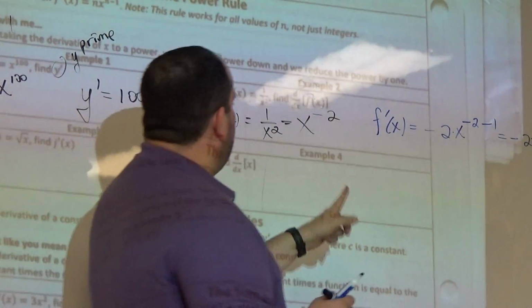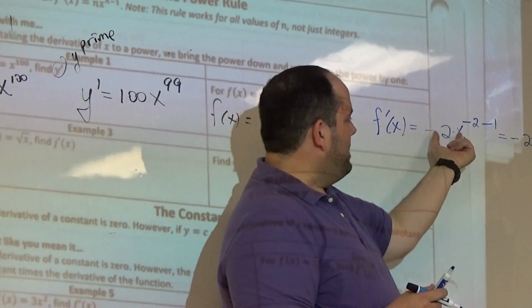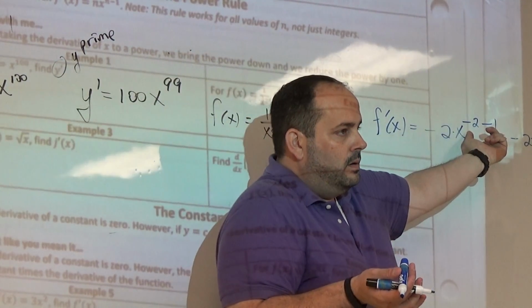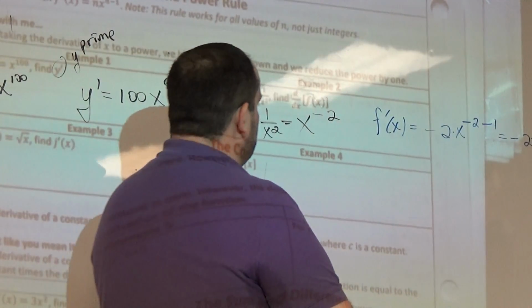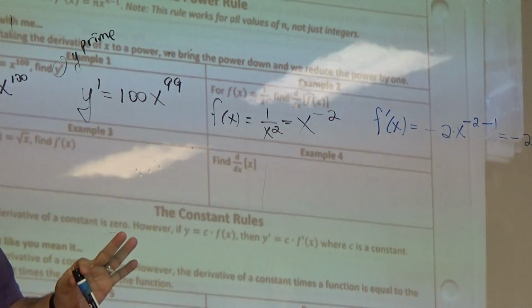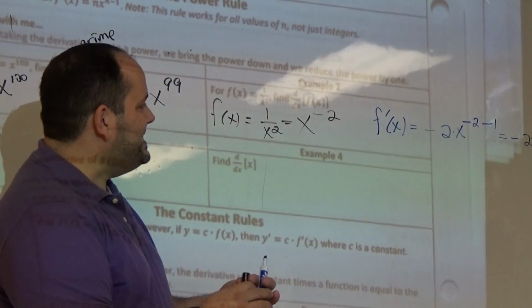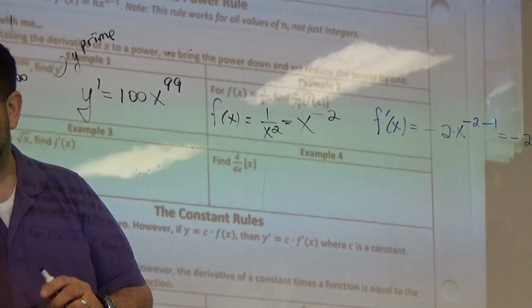Subtract. It was x to the negative 2. I brought the power down and I subtracted 1. Okay? Now, here's the thing. Where's the calculus happening? There's one step of calculus and a whole lot of algebra.